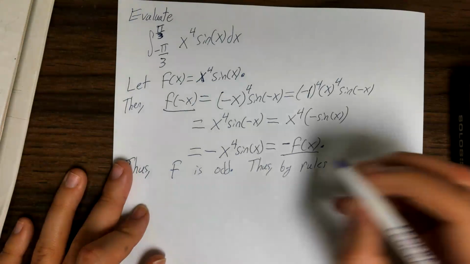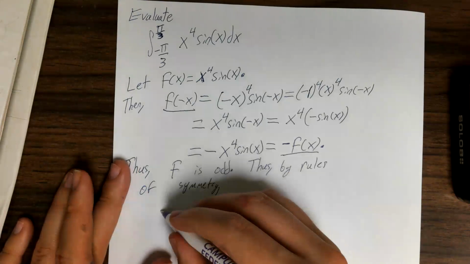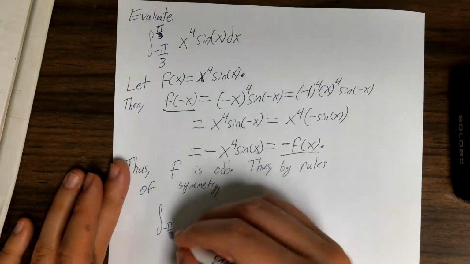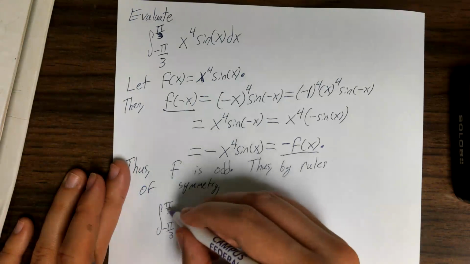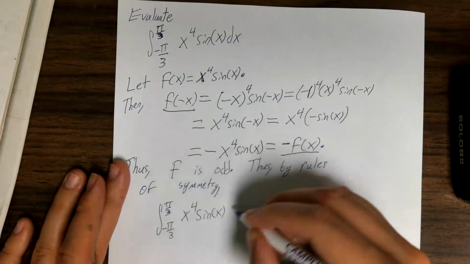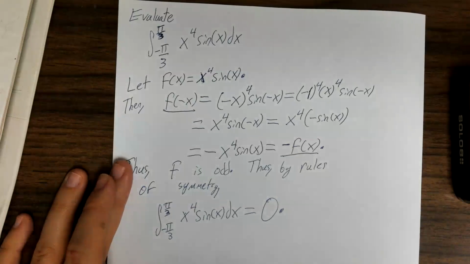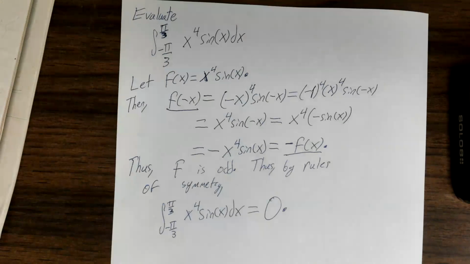Thus, by the rules of symmetry, if I take the integral from negative pi over 3 to positive pi over 3 of x to the fourth times sine of x, it's just equal to 0. And we have to be pretty thankful that that's the case for us, because otherwise we could not evaluate this integral, since there isn't really a substitution we could do here that would let that happen.